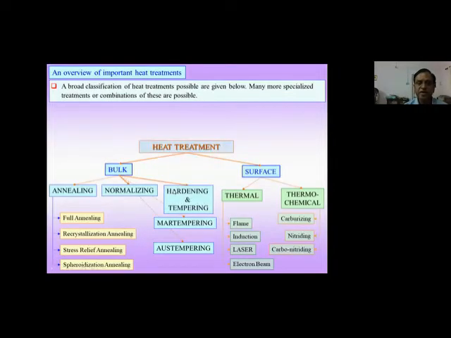So heat treatment is either bulk or surface related. When we say bulk, it is either annealing, normalizing, or hardening and tempering. If it is a surface treatment, then it is thermal or thermochemical. Thermal can be flame, induction, or laser, and thermochemical will be carburizing, nitriding, or carbonitriding. In the case of annealing, it will be full annealing, recrystallization annealing, stress relief annealing, or spheroidized annealing. So what are these annealing processes?